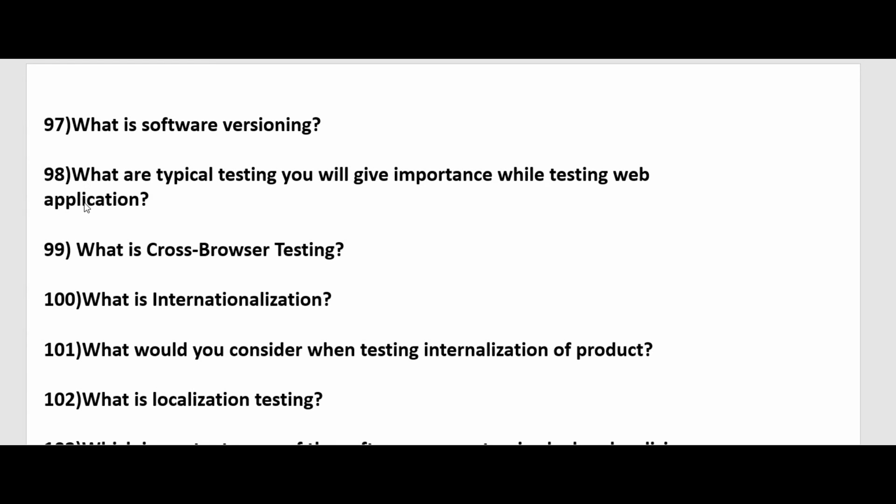What are the typical testing types you will give importance to while testing a web application? When you're testing a web application, you will consider link testing, security and authentication, performance testing, that is response time, scalability, load testing, stress testing, usability, functionality, user interface, session issues, operating system compatibility, browser compatibility, and forward and backward compatibility testing, and navigation issues.